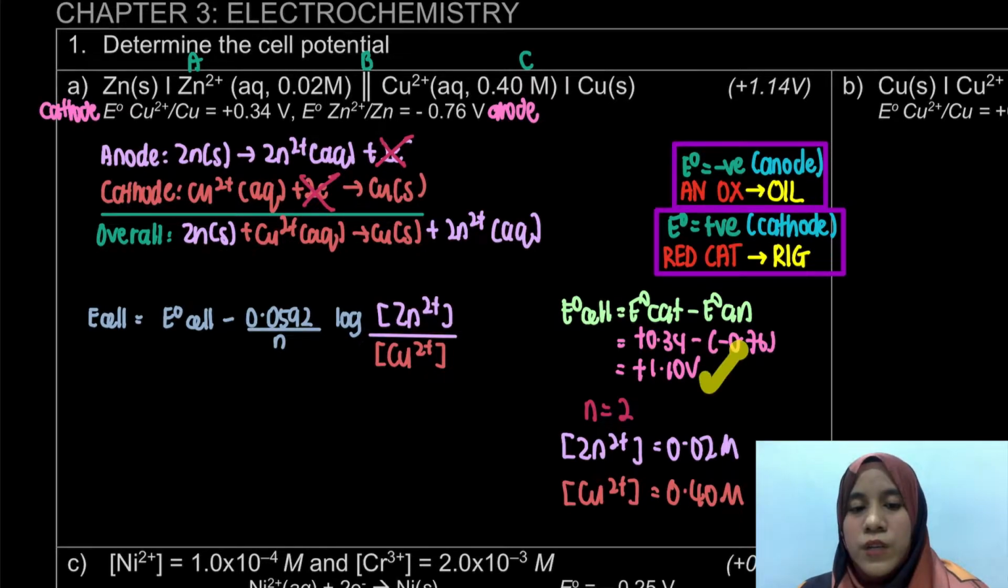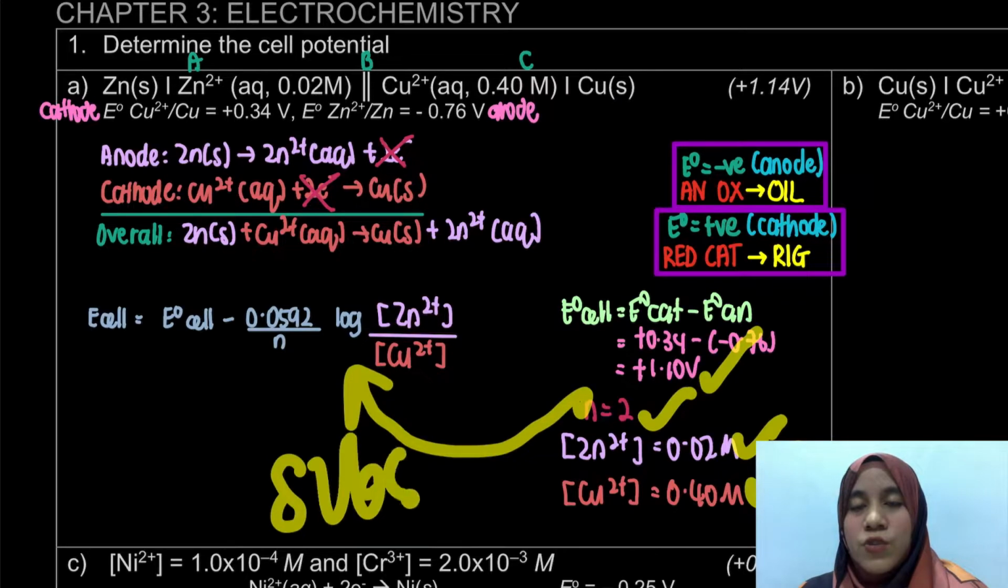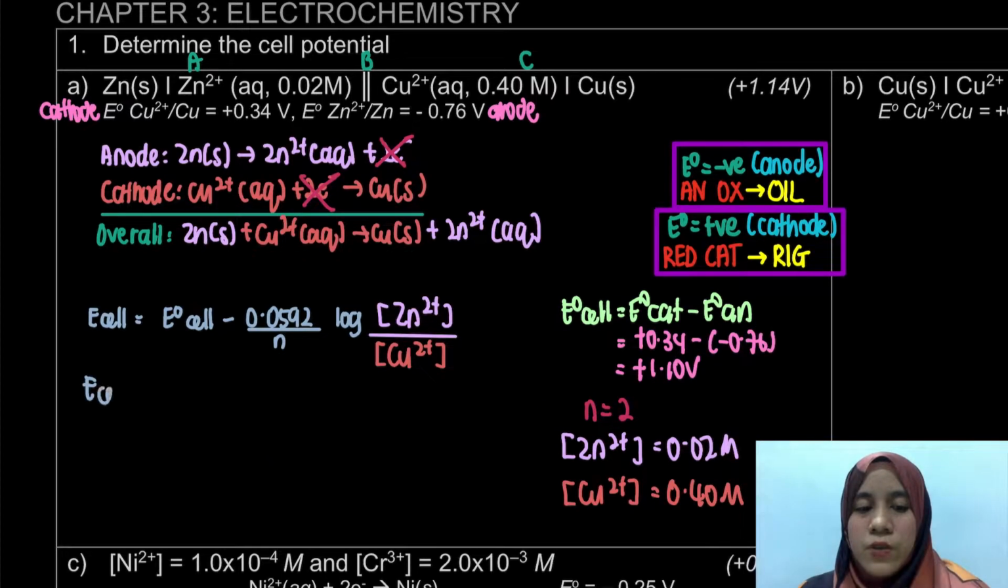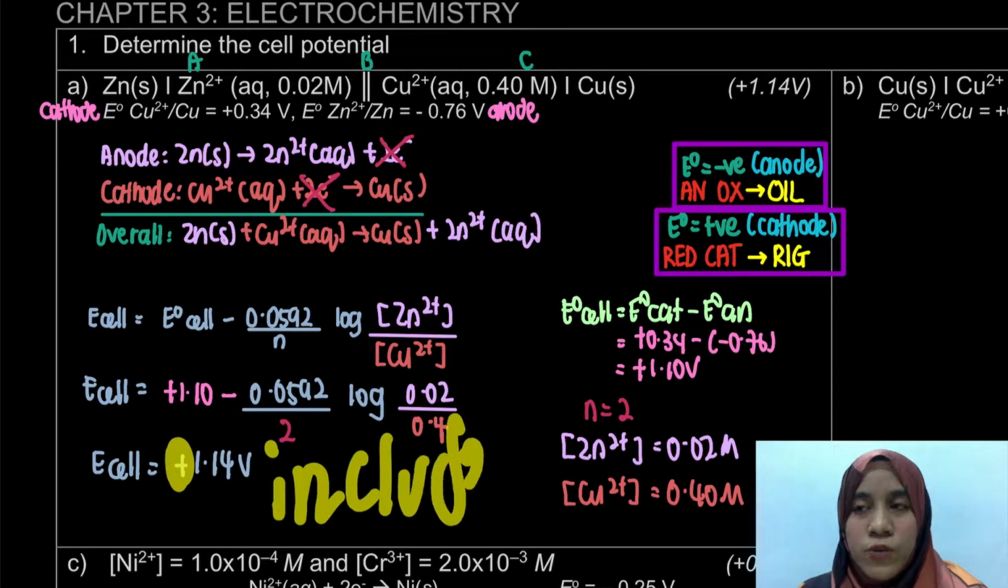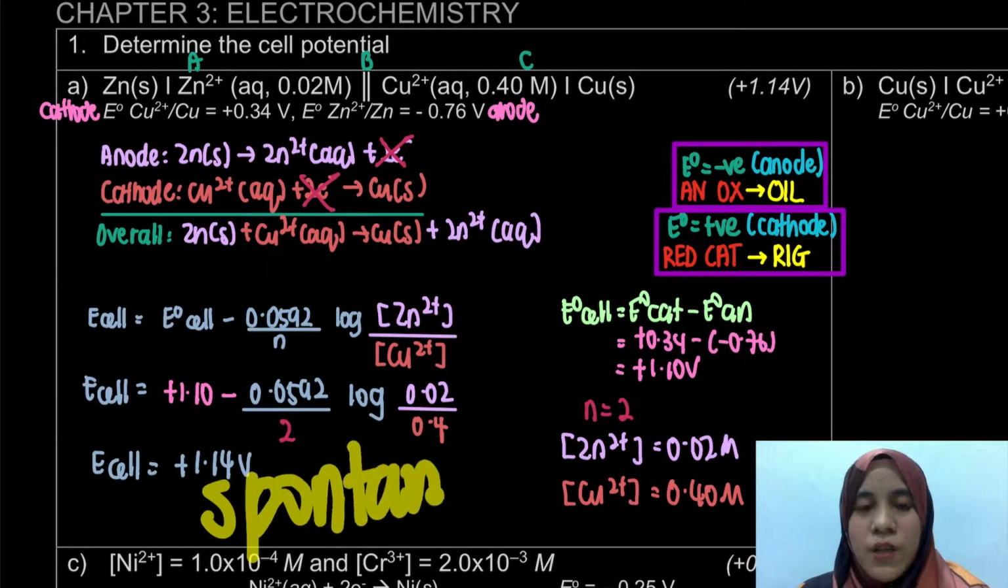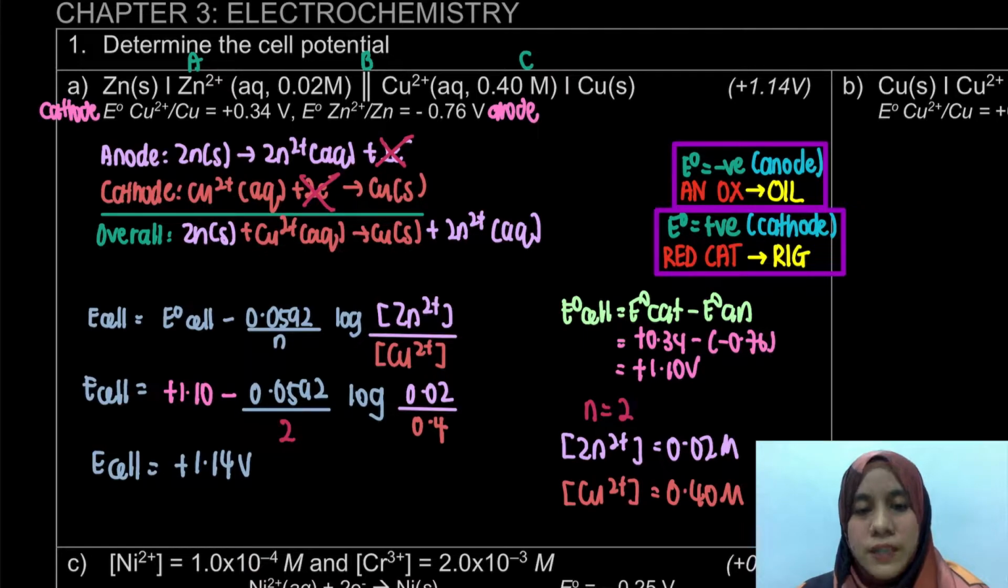What we should do next is substitute into the formula. The E naught cell, remember, is kakak tolak adik, positive 1.10. The number of electrons transferred is 2 because of loss and gain of 2 electrons. And then that is the concentration. Hence, we get the E cell to be 1.14 volt. Positive must be included to show that the reaction is spontaneous. Spontaneous means that the reaction could occur.